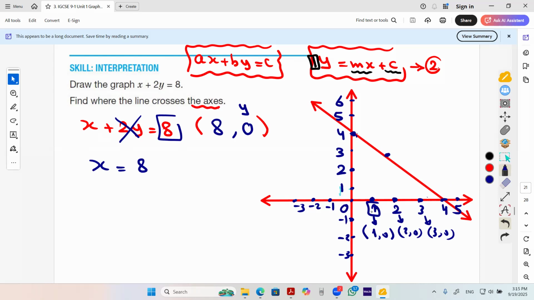So we can determine that this is 2, this is 4, this is 6, this is 8, and this is 10. So it intersects at 8 and 0. So how can we get the intersection point with the x-axis? Put y equal 0.